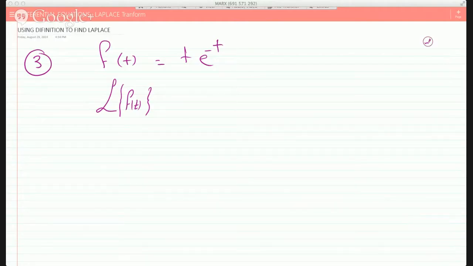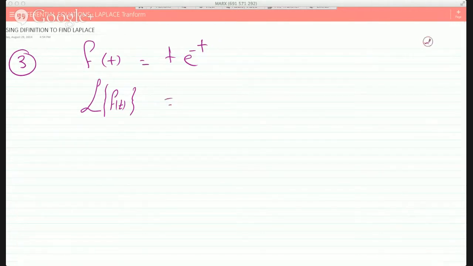Okay, so this is the function, right? And we need to find the Laplace transform of this function using the definition. Do you remember what that definition was?